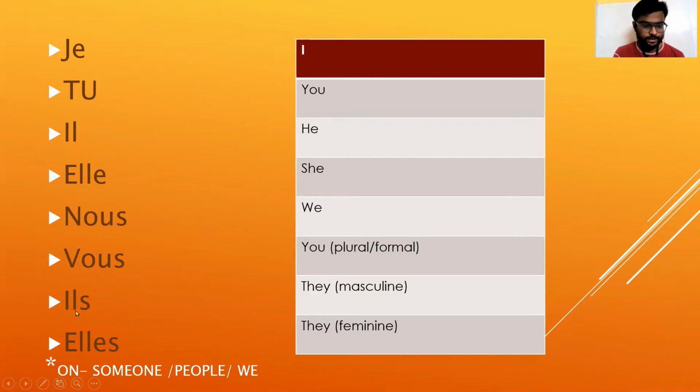Ils. See, even though this is plural, the conjugation will remain the same. Why I'm mentioning this is because most of the students make this mistake in the very beginning. All right. Don't make this mistake. Ils, elles, they. Both of these are plural. And on is someone, people, we, it is third person, so it will come in this category: il, elle, on. Just for your information, not important in the very beginning, but yes, it is important.